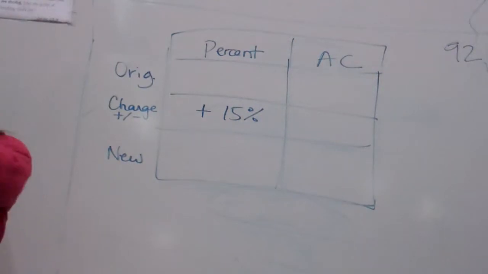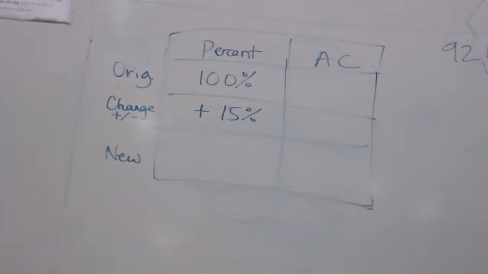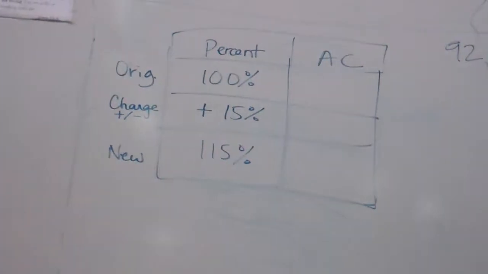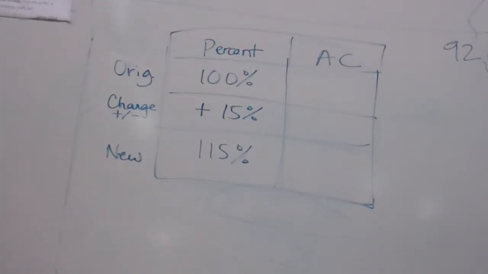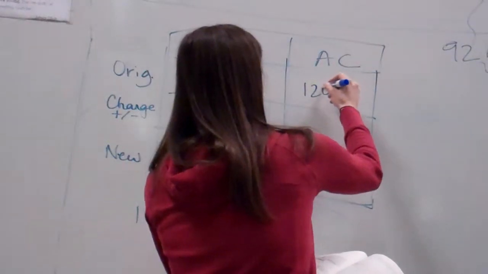Okay? 100%. 100% is always the original. Very good. So my new would be 115%. Very good. Now, the country's population increased 15% from 1980 to 1990. If the population in 1980 was 120,000, where am I going to put that number? Original, because that was in 1980. And then we have a new population in 1990. So in 1980, it was 120,000.